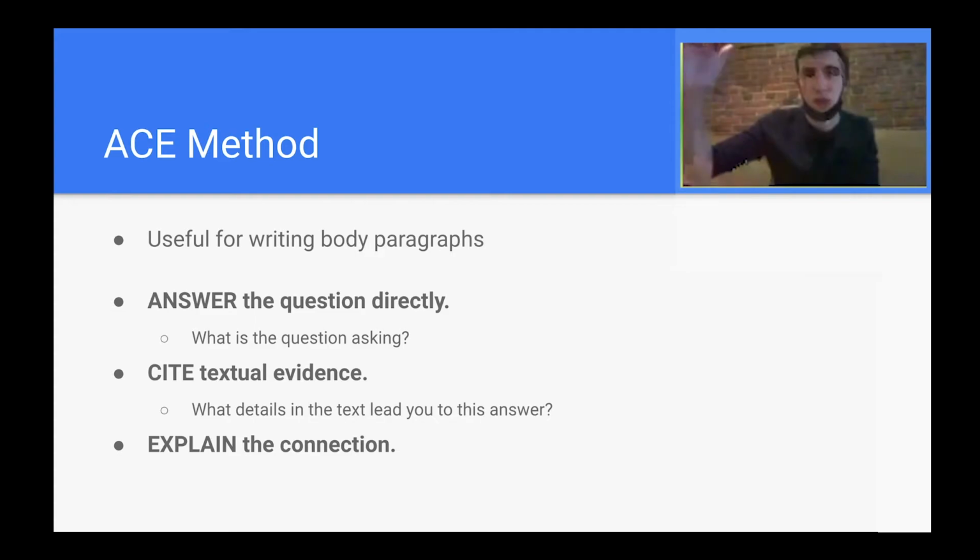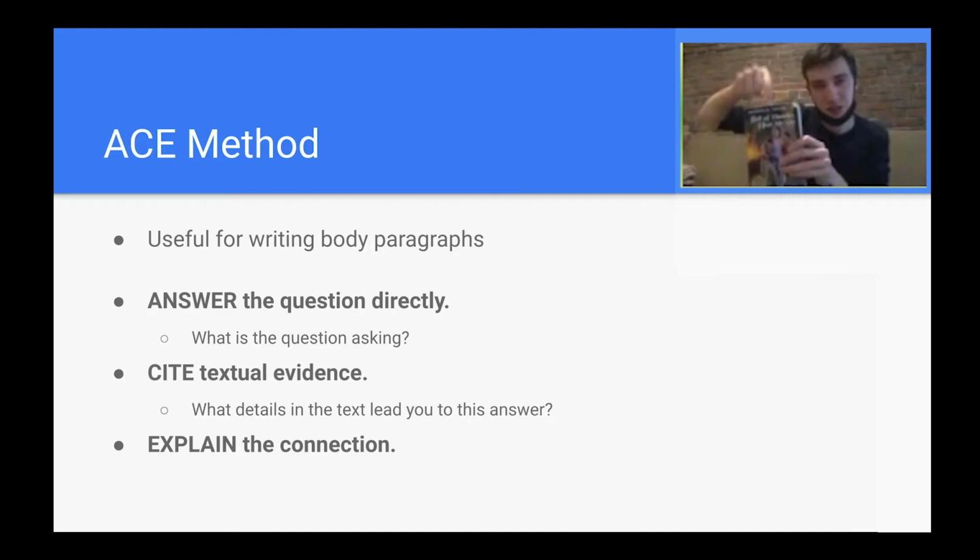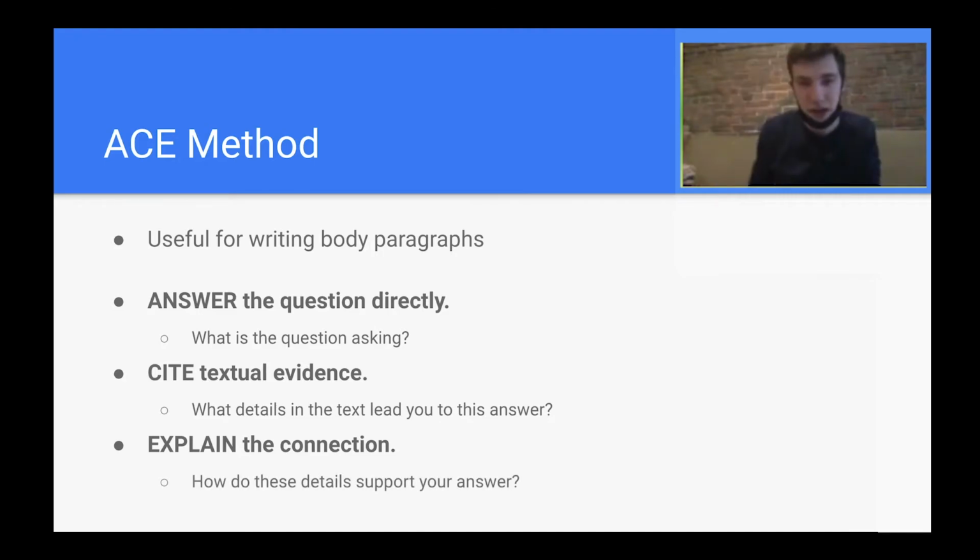Once you've answered that question and cited your evidence, that's when you bring in your thinking as the author of this essay, and you explain the connection you're making between the details in the story and the argument of your essay. How is this piece of evidence answering the question that you've been asked? How do the details connect to your thesis?